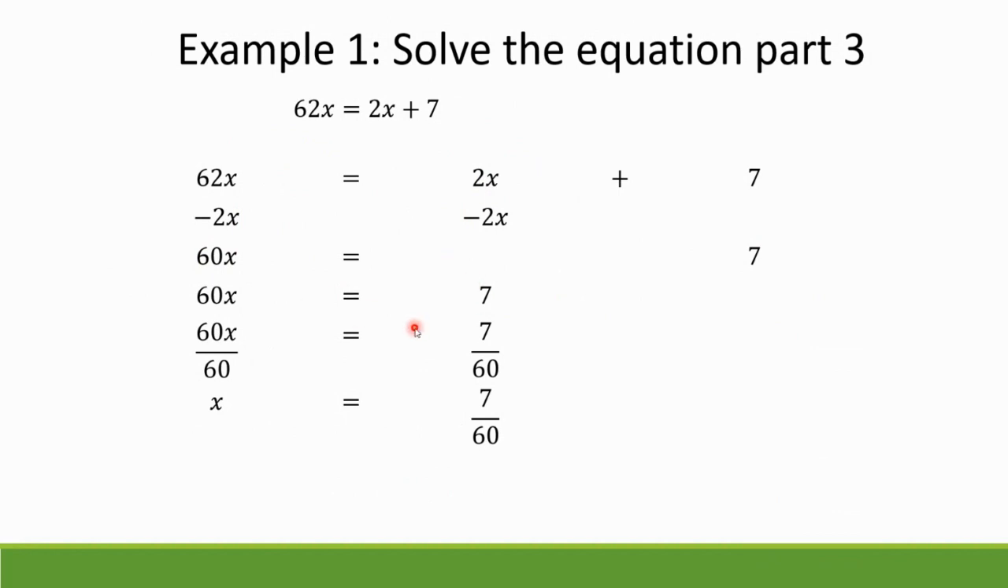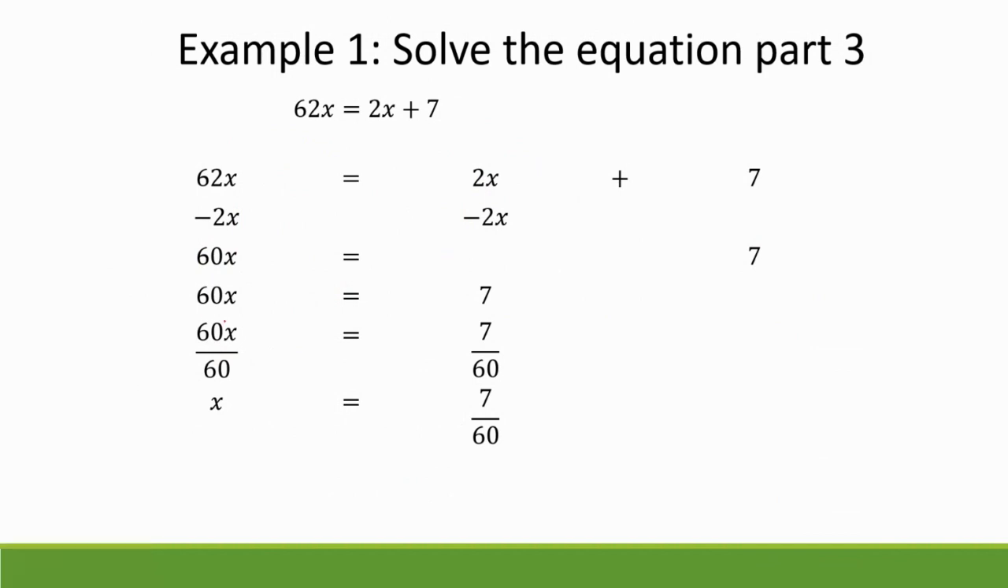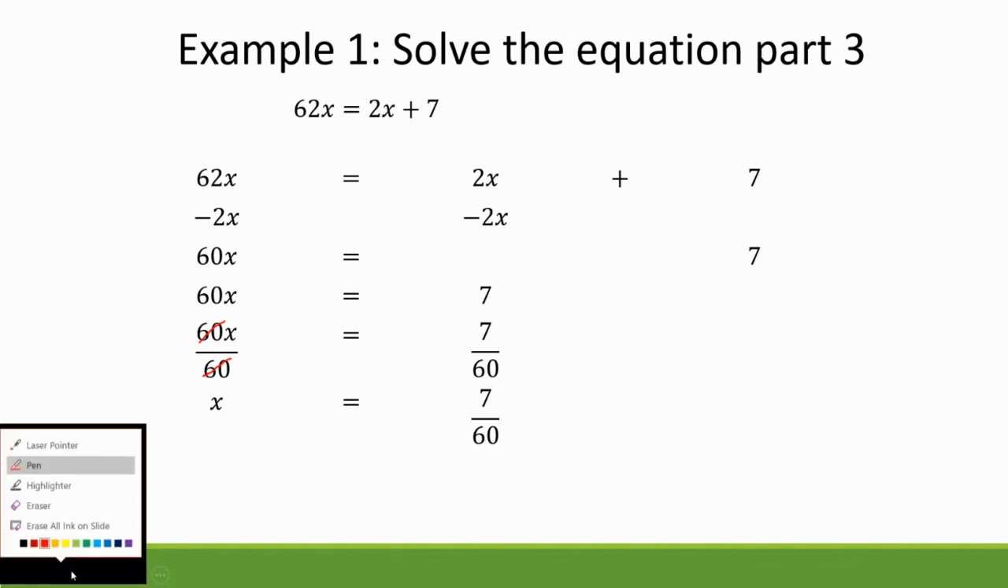So then we want x. What do we do next? We divide by 60. Doing so, these 60s go bye-bye. We get x equals 7 over 60. And that's our answer.